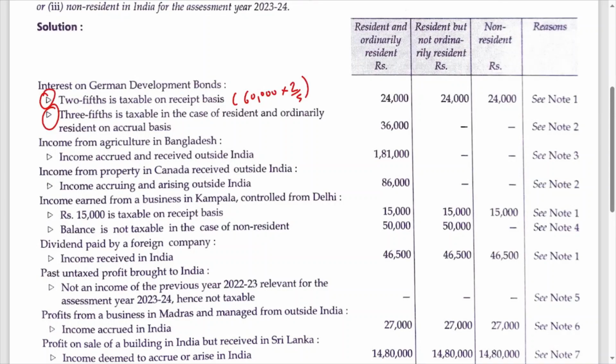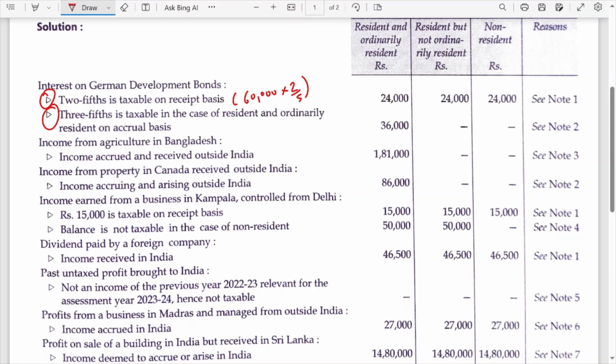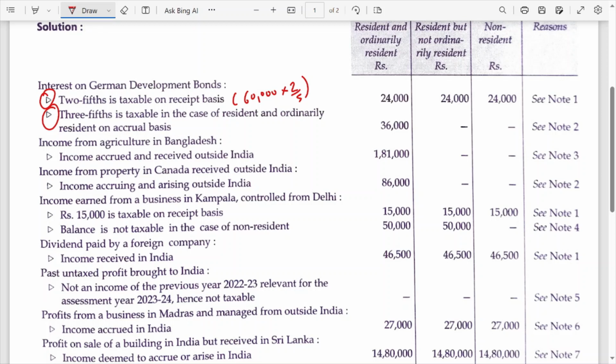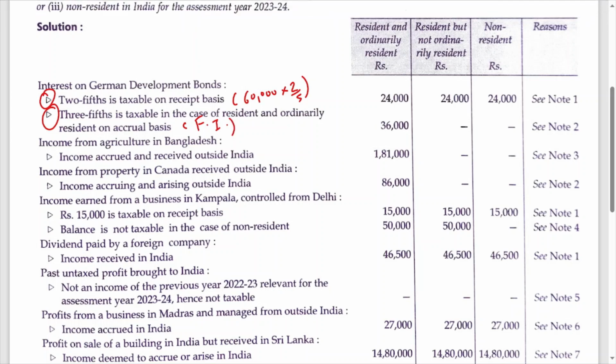Now Indian income is always taxable because it is globally taxable. Now the second one, 3/5 is taxable in case of resident and ordinarily resident on accrual basis. Accrual basis means what? It is foreign income. Why is it a foreign income? Because nothing is said about receipt, but it accrues or arises outside India because it is a German development bond. So that is why this 36,000 will be considered as foreign income, and that is taxable only in case of ROR. So this is the first point.